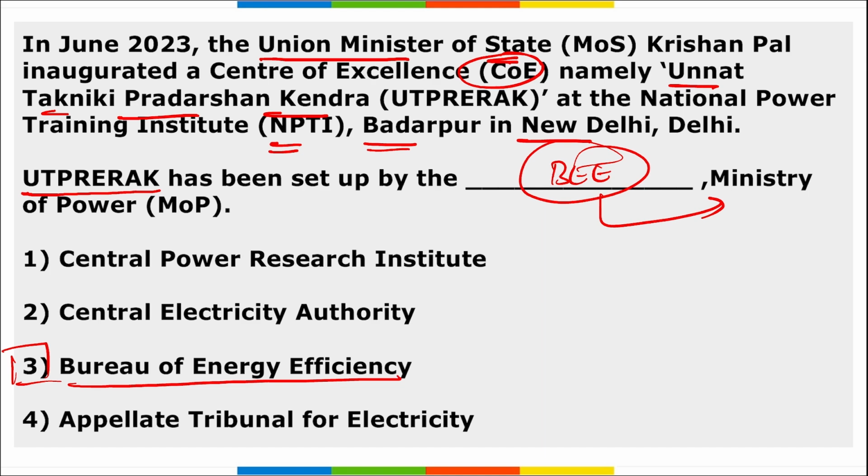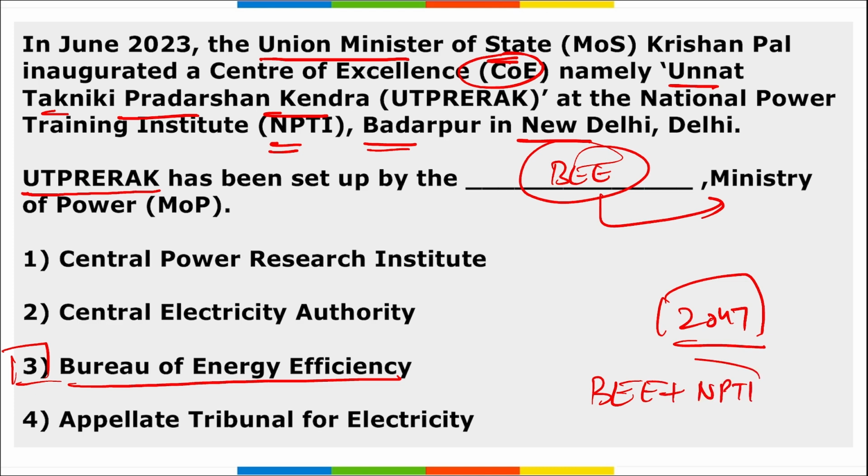And it was set up to boost industry adoption of clean and energy efficient technologies that will boost India's global energy transition, and it will make India a developed nation by 2047. Correct? And remember, an MOU was signed here between BEE and your NPTI, that is your National Power Training Institute, that is in Badarpur. Correct?